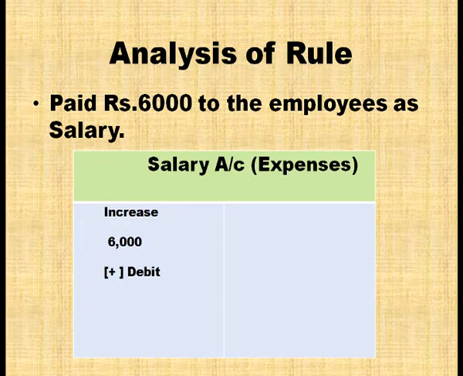We can analyze another transaction. Paid rupees 6,000 to the employees as salary. When anything is paid, what is going from the business? Cash is going from the business. So, salary being an expense, it is debited, and cash being an asset, it is credited. What is the rule for expense account? When there is an increase in expense, it is debited.